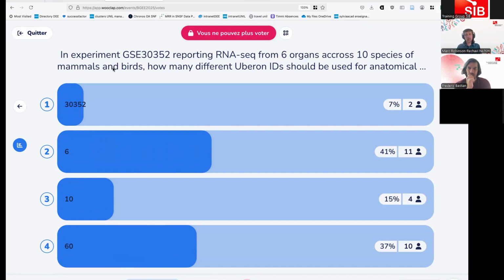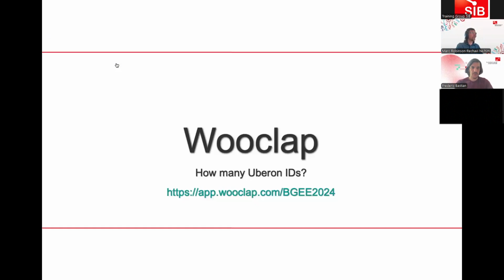When we started Bgee, that's what we were doing. But today, because we have Uberon, which was developed between people from the Gene Ontology Consortium and us and some other groups, we have common anatomical ontology terms which are shared among species. And so for these 6 organs and 10 species of mammals and birds, we need only 6 different Uberon IDs. So it makes it much simpler to recover. If I want the liver expression from 10 different species, I have only one query, one identifier to use to recover it. Okay? So that's part of the point of doing standardization.